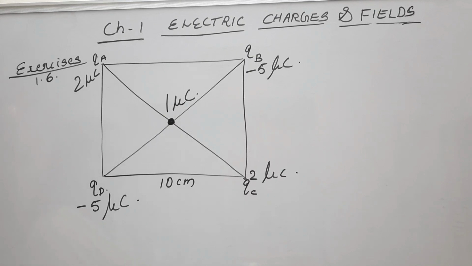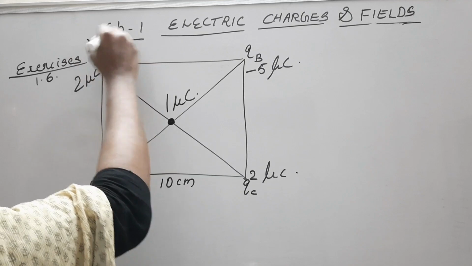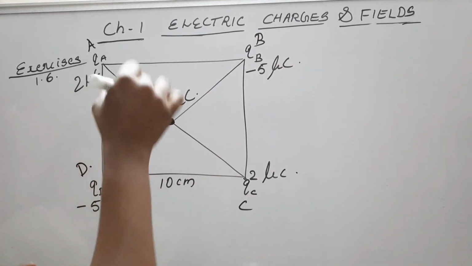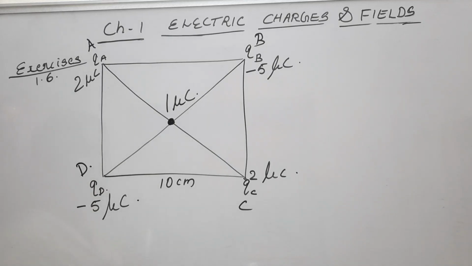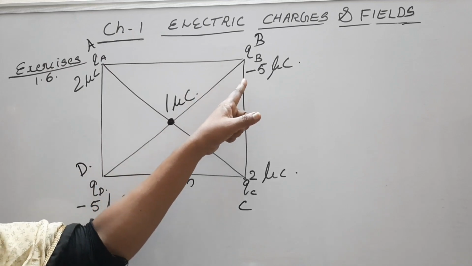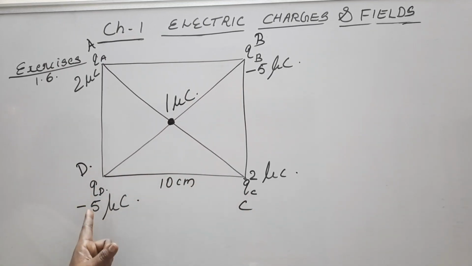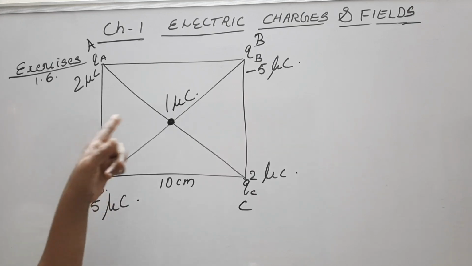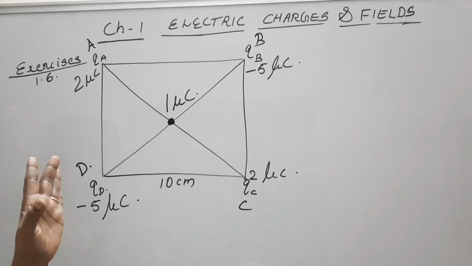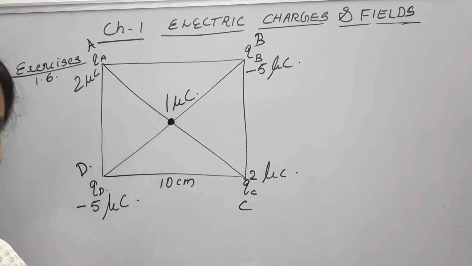That is the question. So the square, you have the name. You can call the vertices A, B, C, D, and the 4 charges QA, QB, QC, QD are located as shown. So at A 2 microcoulomb, at B minus 5 microcoulomb, at C again 2 microcoulomb and at D minus 5 microcoulomb. And at the center here means what? The point of intersection of the two diagonals. So at that point, another charge is there, that is 1 microcoulomb.